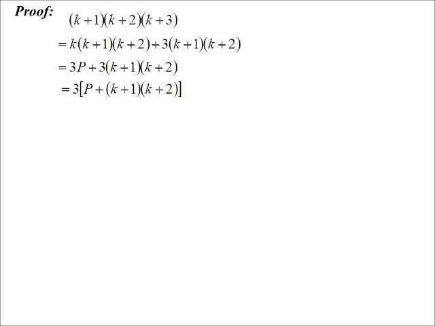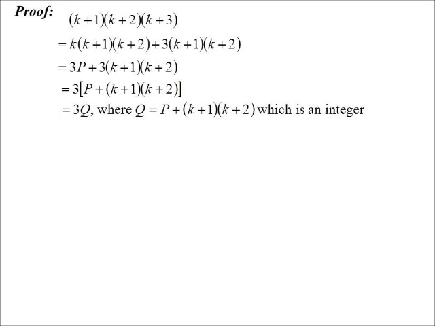Well, if we look at it logically, we know P was a whole number because we assumed that. We know k was a whole number, we assumed that. Now, if I add 1 to a whole number, I'm going to get a whole number. If I add 2 to a whole number, I'm going to get a whole number. If I multiply 2 whole numbers together, I'm going to get a whole number. And then if I add it to the P, so yes, that would be an integer. So it is fair enough to say, yep, that's equal to 3 times Q. Q in this case would be P plus k plus 1, k plus 2, but that would be an integer. So I've got my proof.